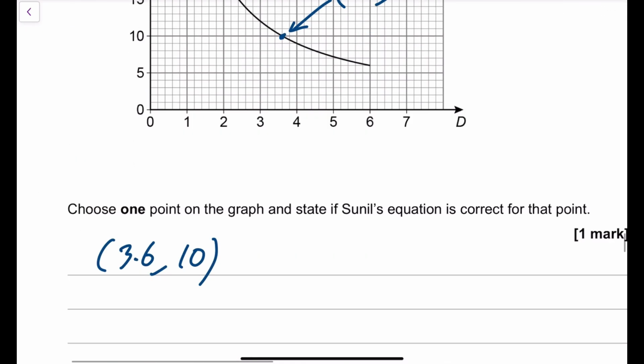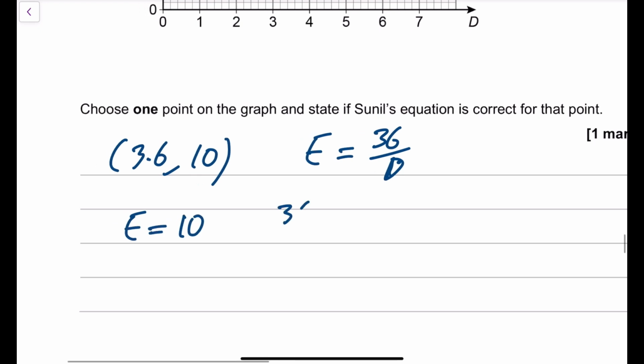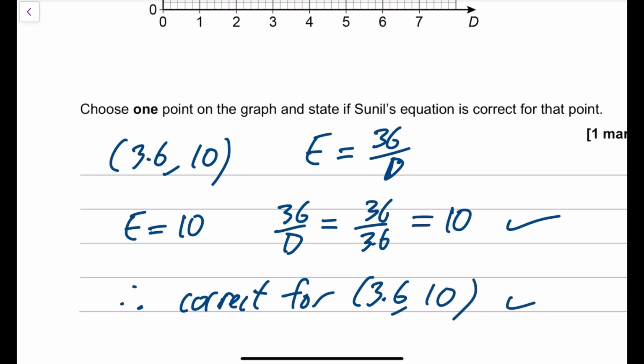What was my thing? 36 over D. I think it's going to work, yeah. So we'll just say E equals 10. And then 36 over D would be 36 over 3.6, which equals 10. So correct for 3.6, 10.